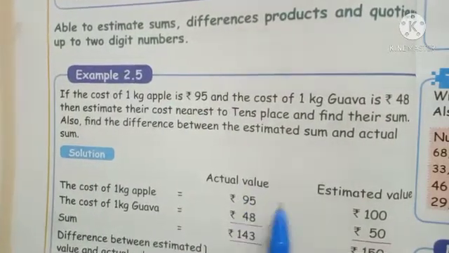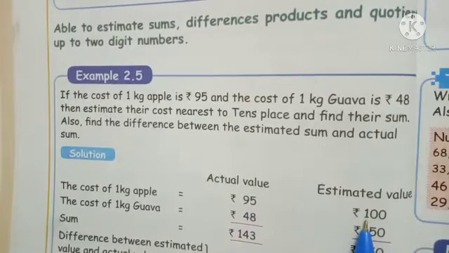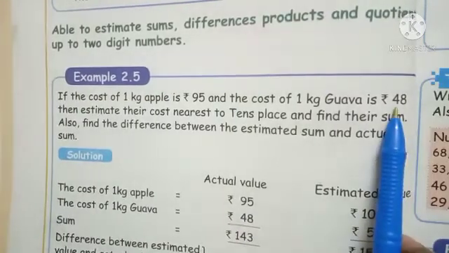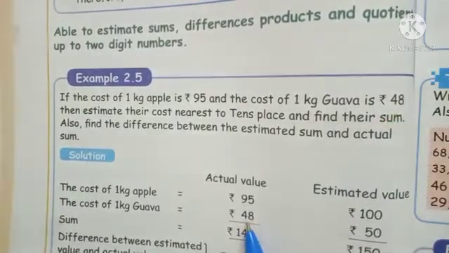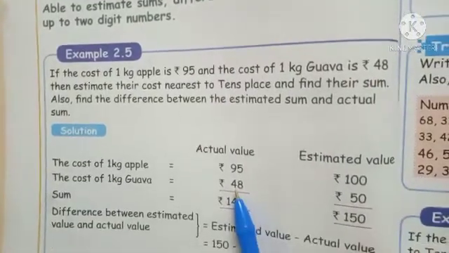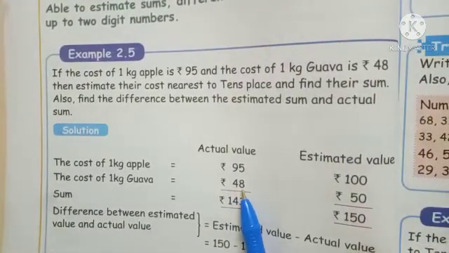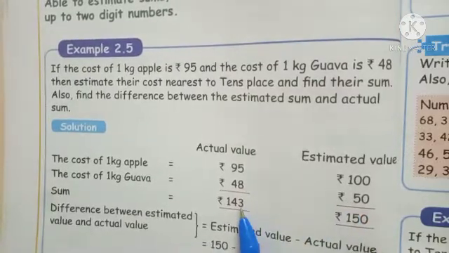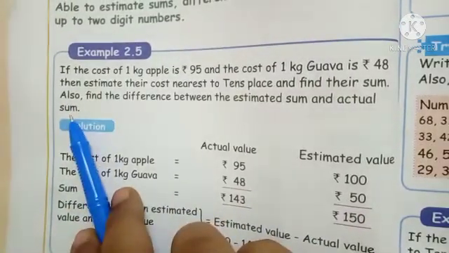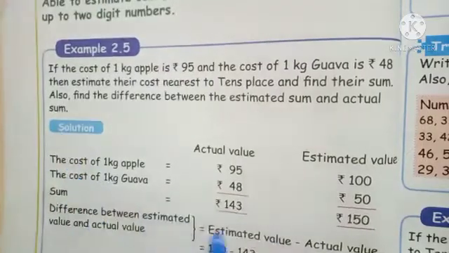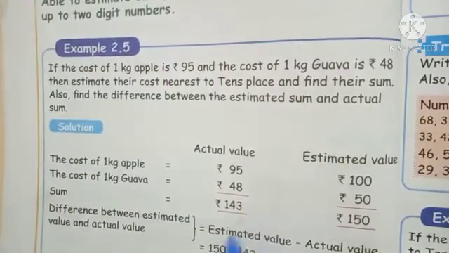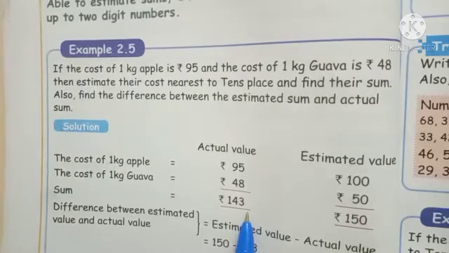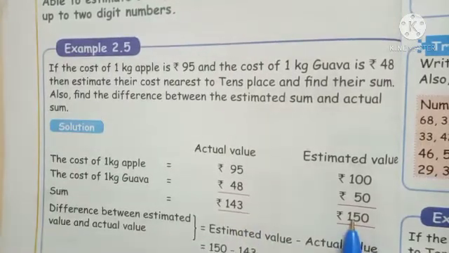1 kg of apple is 95 rupees, that is the actual value. 95 to the nearest tens is the estimated value, so 100. Next, guava is 48 rupees, so the actual value is 48. The estimated value: the ones place is 8, so you write the next tens, 50. Here we are asked to find the sum. So you do the addition and get 143 actual, 150 estimated.